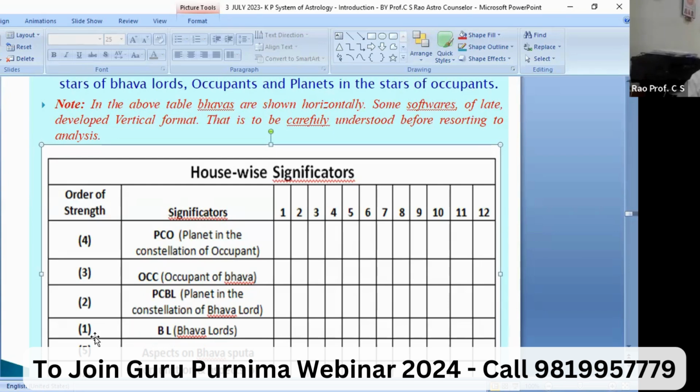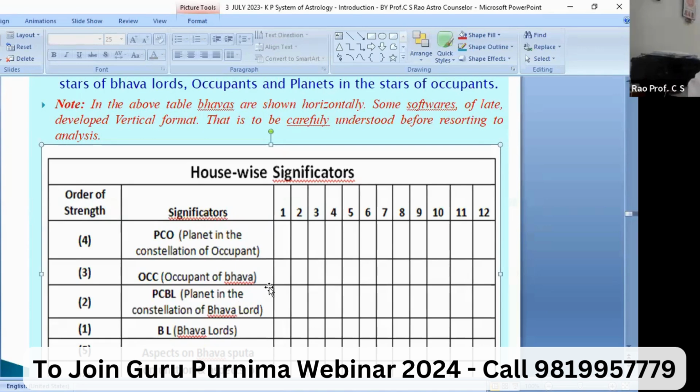Then the second item, coming upward from below, the first is called Bhava Lord. The second item is PCBL, we call it. These are the standard terms: planet in the constellation of Bhava Lord. Suppose the Bhava Lord is Sun here. The first Bhava is Leo, and Sun is there. Sun has 3 constellations, 3 stars: Kritika, Uttara, Uttarashada. In those 3 stars, if there is any planet, you have to mark it here. That is the planet in the constellation of the Bhava Lord.